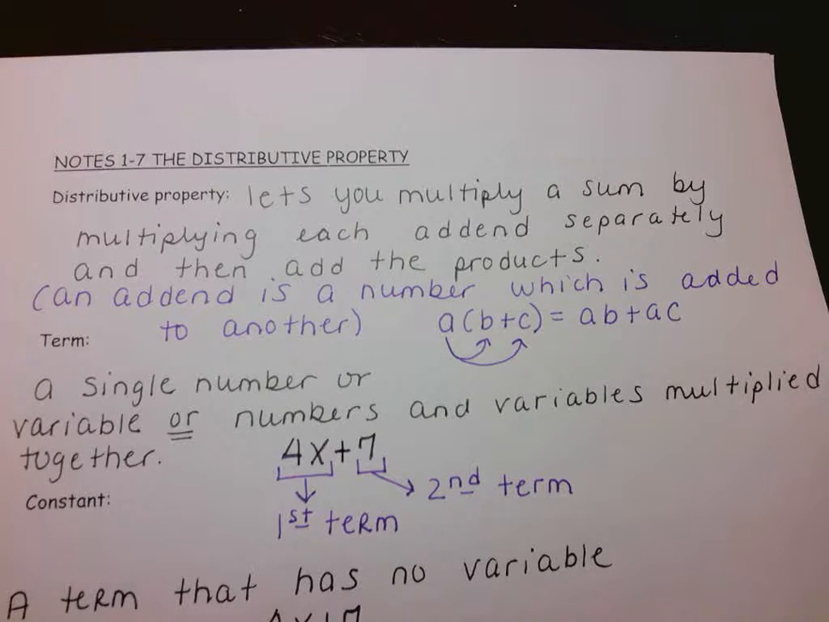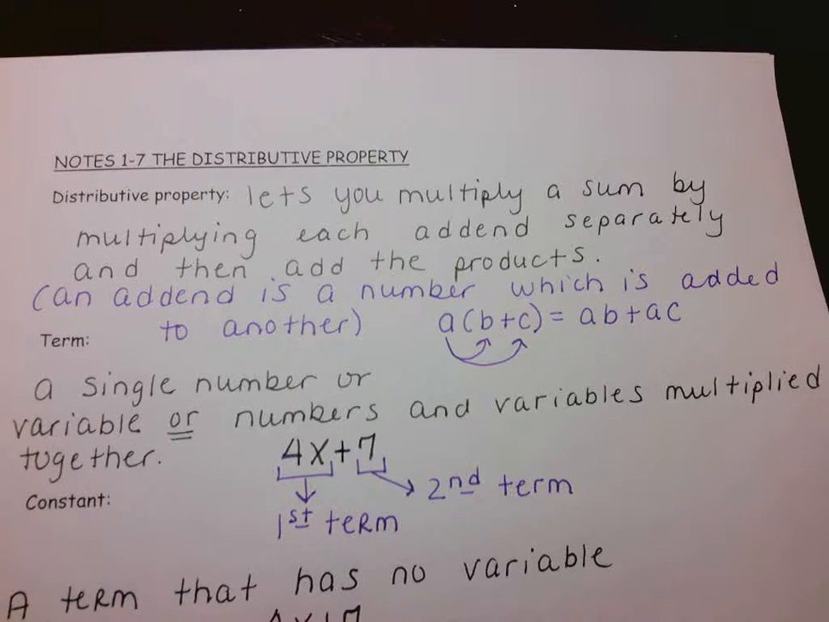This is the video for 1.7, the distributive property. The distributive property lets you multiply a sum by multiplying each addend separately and then adding the products together. And remember what an addend is. An addend is a number which is added to another number.